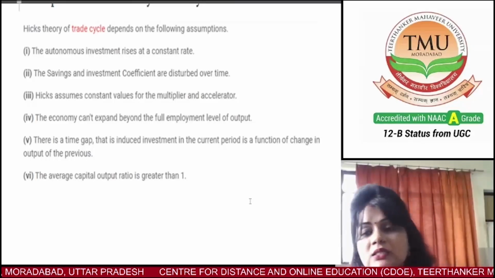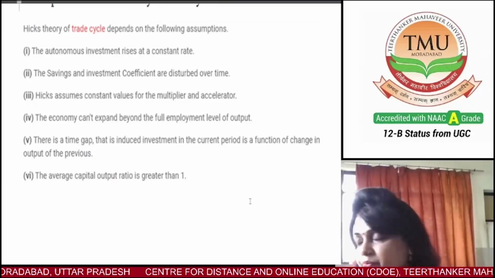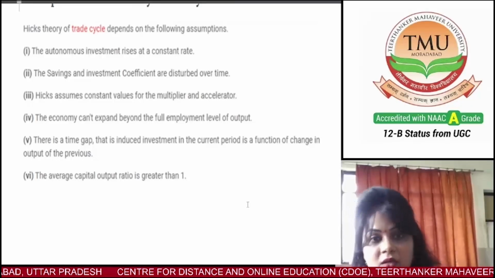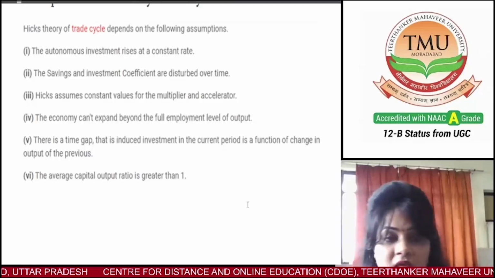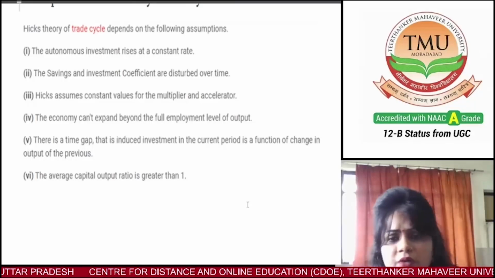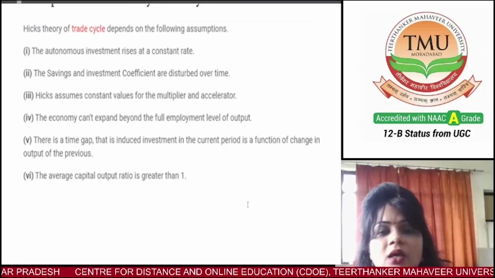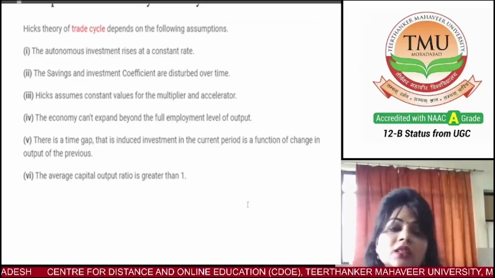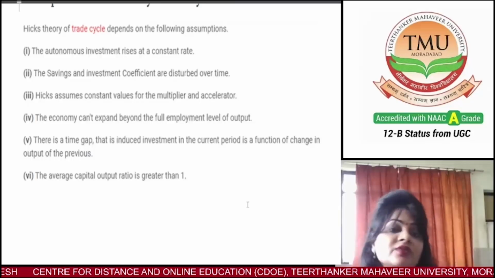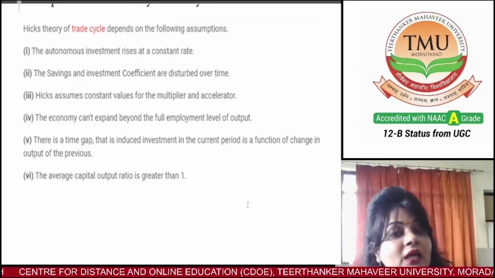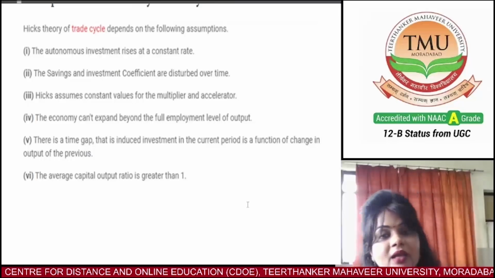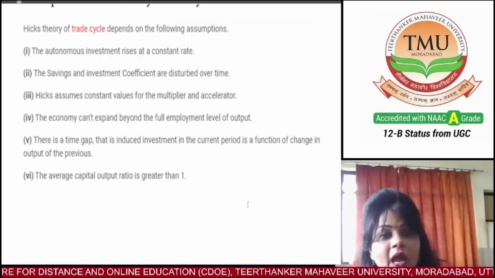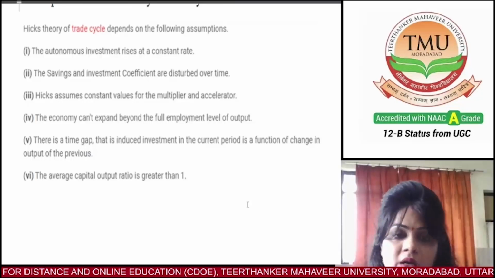So Hicks says saving investment relation and multiplier concept, accelerator concept. Keynes also used a different concept, which is explained in the trade cycle. He also takes the saving investment relation. This saving investment relation and multiplier concept was given by Keynes. The accelerator concept was given by Clark. The multiplier accelerator interaction concept was given by Samuelson. And the growth model of Harrod and Domar.